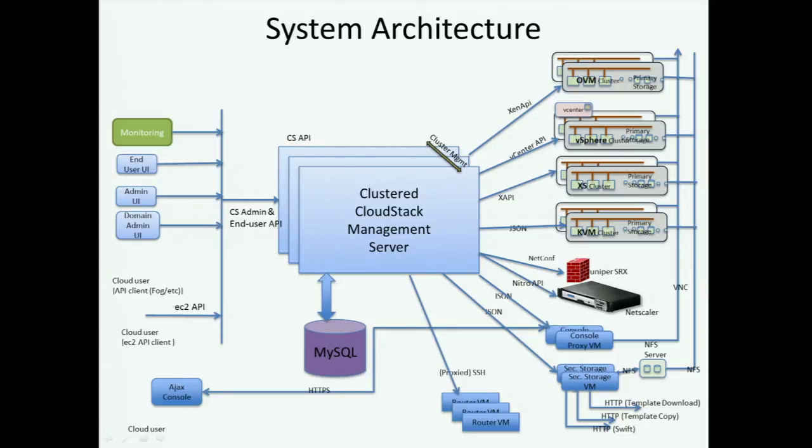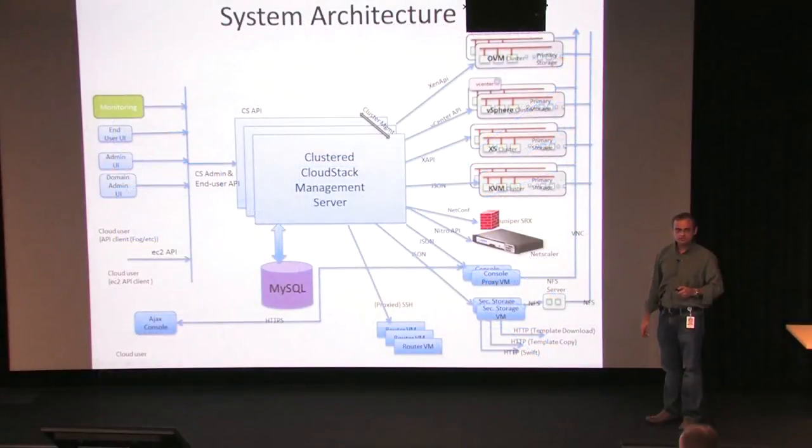The secondary storage VM also mounts the NFS server, the secondary storage, and all the hypervisors also have access to the NFS server. The console proxy VM talks VNC to all the hypervisors. It grabs the console images. And then if you're an end user, you come in through the Ajax console and view your images from the console proxy VM. Any questions on this? It's just a repetition of whatever I've been saying.